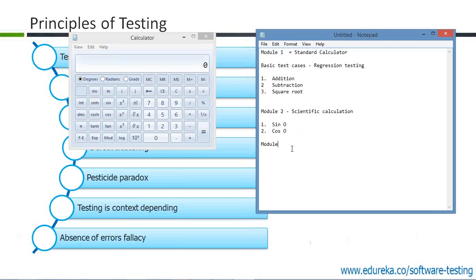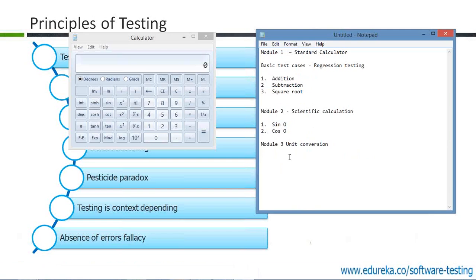Now they are coming up with a third module, let's say unit conversion, converting the units. So every time they'll come up with new things. Once they come up with that, your test cases in regression testing will have to keep adding to the number of test cases, to ensure there is proper flow and there is no impact on any part of the application.